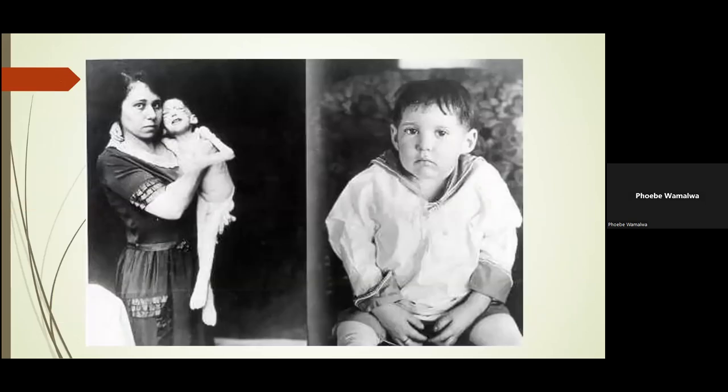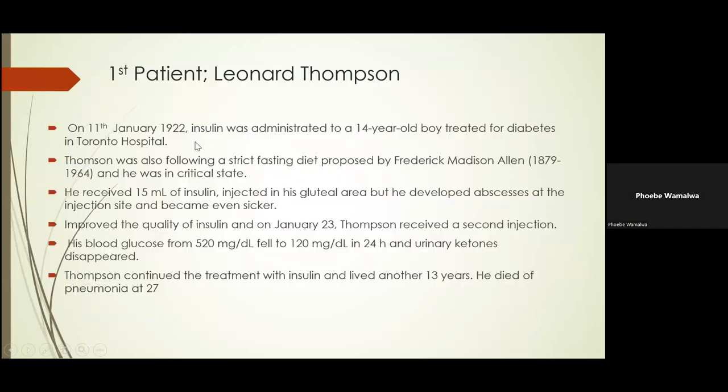So this picture is a photo of a 14-year-old boy by the name Thompson. And you can see on the left, he's a 14-year-old, but very emaciated, wasted, and appears very small for age. And this boy had been diagnosed with diabetes, and he had been put on dietary management, where basically it was restriction of diet before insulin was discovered in 1922. After the discovery of insulin, he was put on it, though it was impure, but you can see the drastic change from a wasted young boy to a chubby young boy here. So in January 1922, insulin was administered to this 14-year-old Thompson, and the treatment took place in Toronto Hospital.